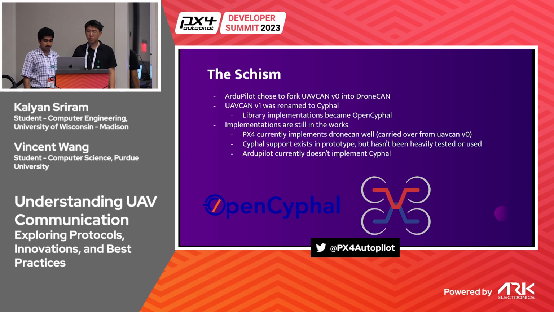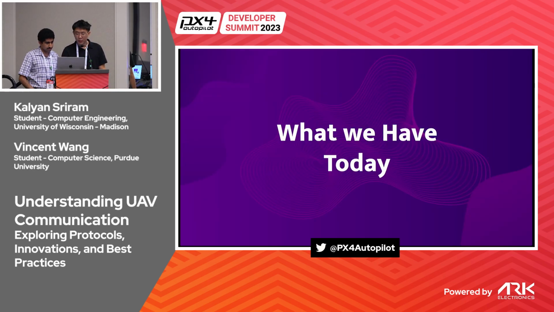So today, Autopilot and PX4 both have very well-tested DroneCAN implementations because most of the code carries over from the old v0 implementations. PX4 has prototype support for Cyphal, but it hasn't been heavily tested. Autopilot doesn't currently plan on implementing Cyphal support, but we don't know what the future holds. So where does that leave us today? Let's take a break from all that history and take a look.